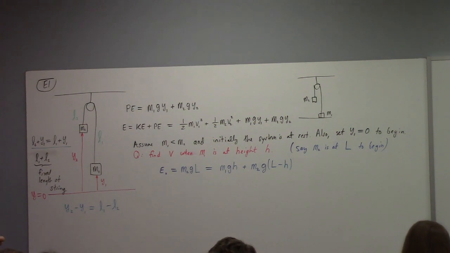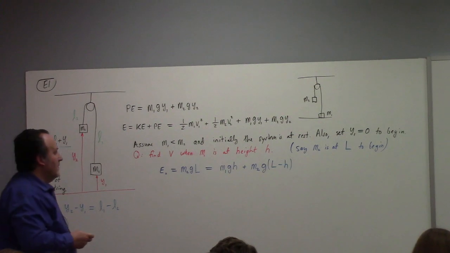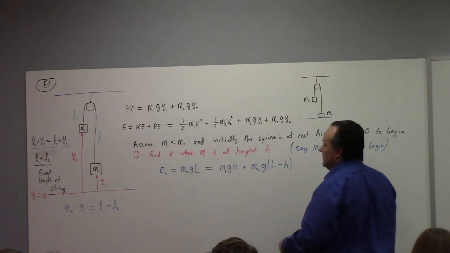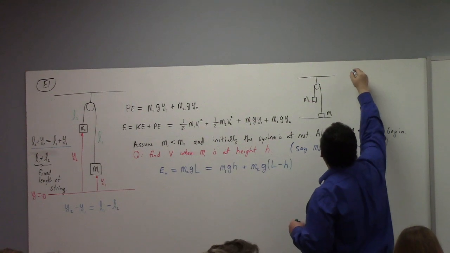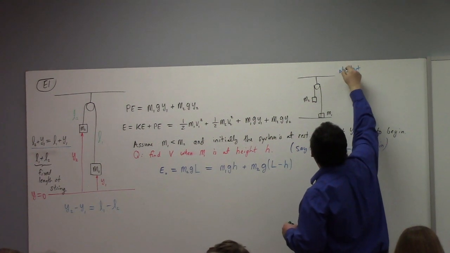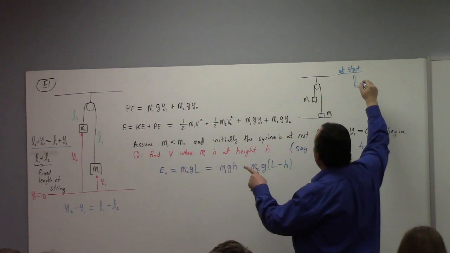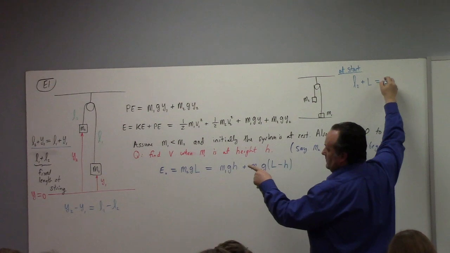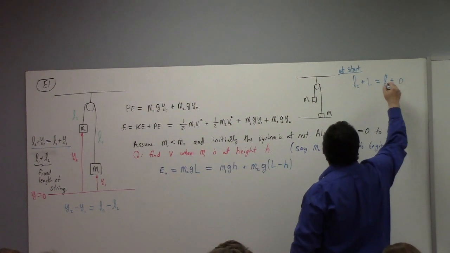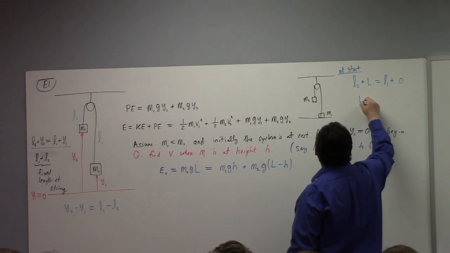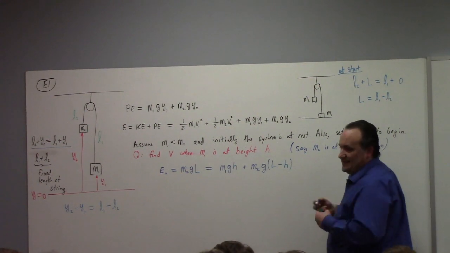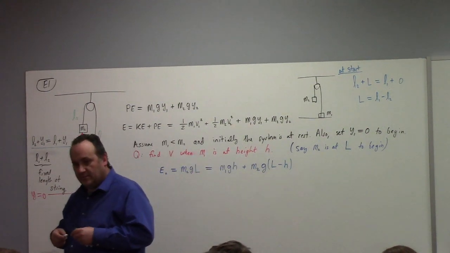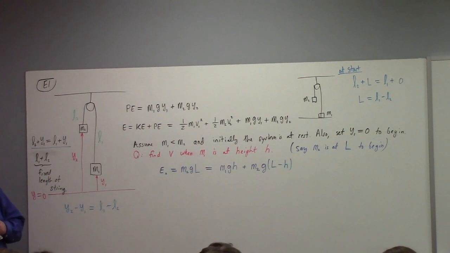Not necessarily. It could be. Right? Hold on a second here. So this is the starting time, at start. We have L2 plus, you said Y2 was L, right? Equals L1 plus 0. So that means that the height of M2, which is L, is equal to L1 minus L2. But I don't think that's the length of the string though, right? The length of the string is certainly L1 plus L2, right? So no, I can't quite agree with that.